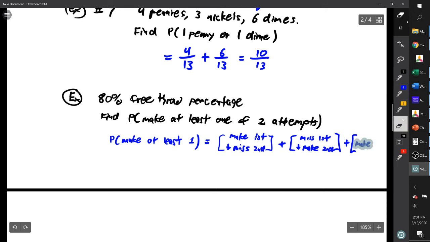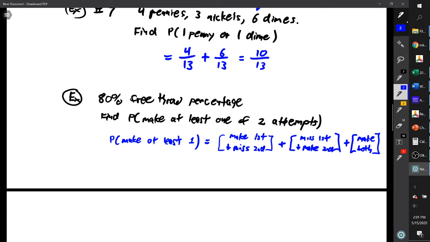Let me scoot that up a little bit. Or they could make both. That's what would satisfy the criteria of making at least one of them. They make the first one, but not the second. They make the second, but not the first, or they make both.